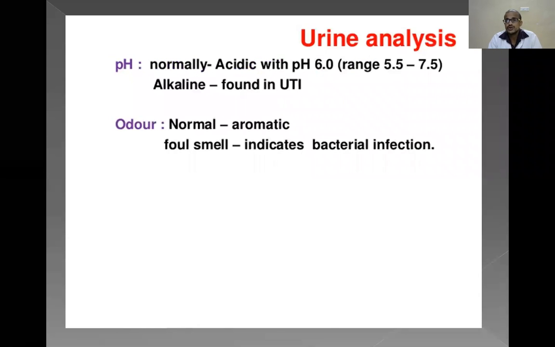And pH also, generally it is acidic. Alkaline pH of urine can be seen in urinary tract infections, and foul odor can be seen in bacterial infections. So this is all the macroscopic or physical examination of the urine, which is a basic part in the renal function tests.